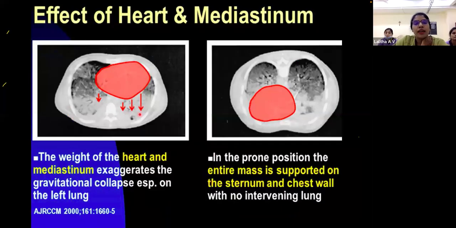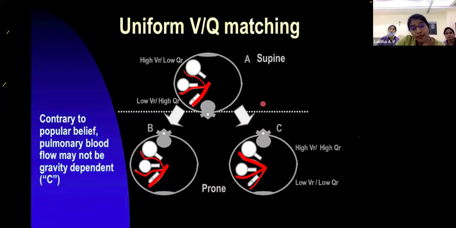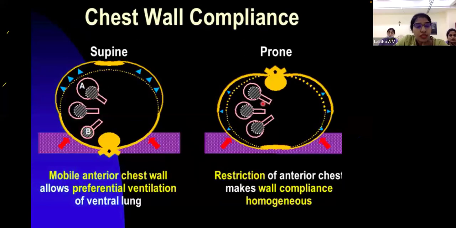So this is just a pictorial diagram. This is in supine position and this is in the prone position. As you can see, hardly any lung is getting ventilated or aerated. But when you prone these patients, you can see that the dorsal part is getting a little bit aerated. The effect of the mediastinum and the heart is taken away. And there can be uniform VQ matching. Okay, so in ARDS, one of the pathophysiologies is mismatch of the ventilation and perfusion. So while doing prone position, the VQ mismatch decreases. As a result, the oxygenation improves.